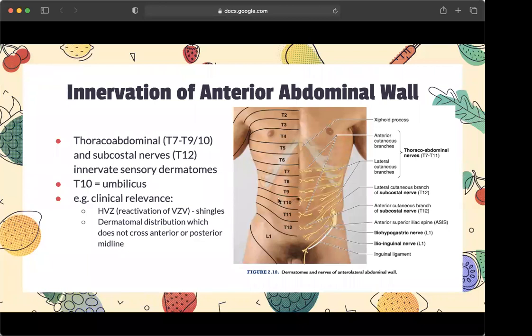A little bit of clinical relevance here is when we talk about visceral and somatic pain, and also when you have reactivation of your varicella zoster virus, or chickenpox, in the form of shingles or herpes zoster. It's going to be along this dermatomal distribution. Notably, it's not going to cross the midline at the front or the back. It's just going to be over one or a few dermatomes on one side. Okay.